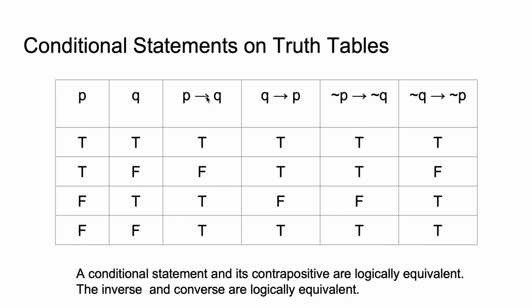So you can see here that this column, the conditional statement, and this column, the contrapositive, have the same truth table. And here the converse and the inverse have the same truth table. So we call those two logically equivalent.